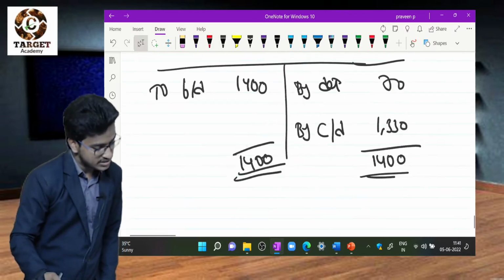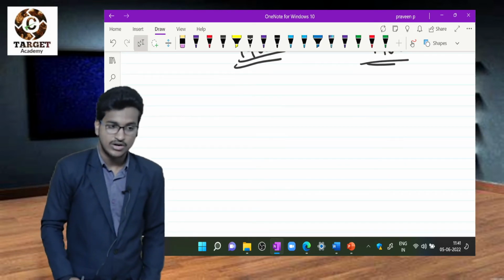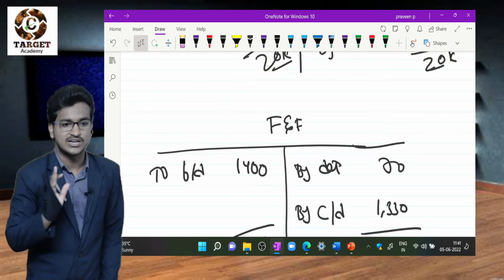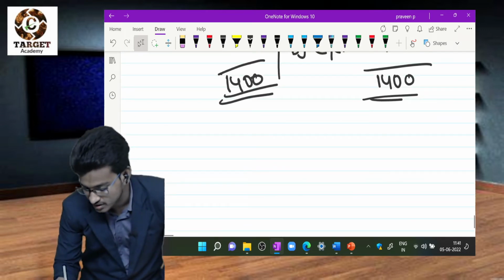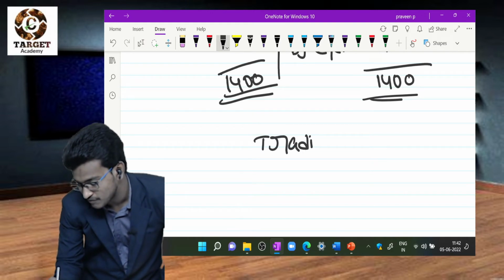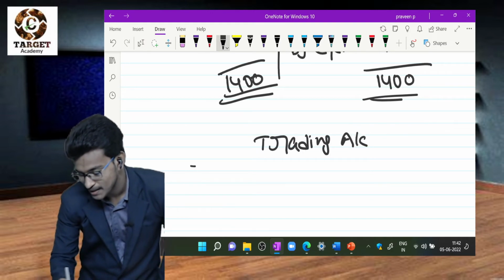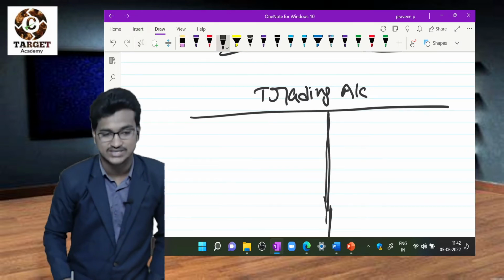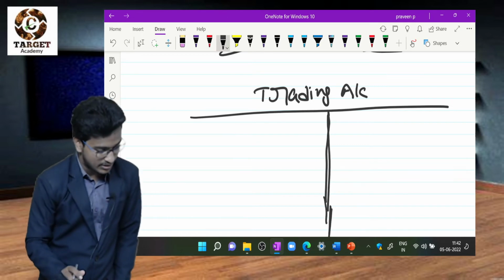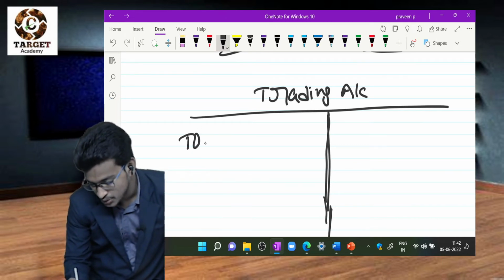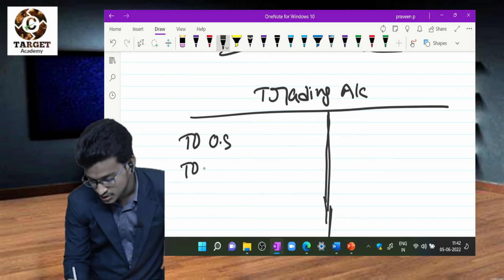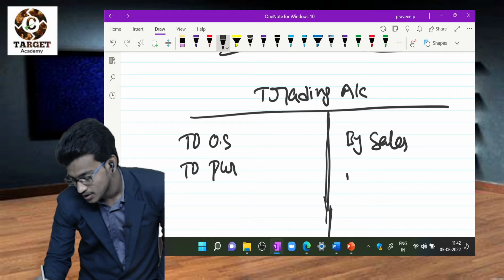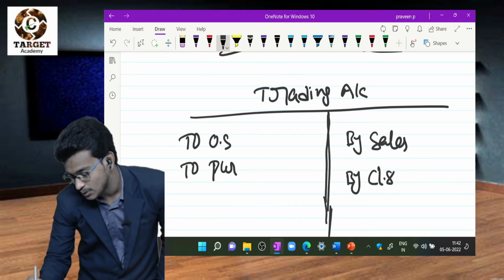Then what is the main question? I have to prepare trading account, profit and loss account, and balance sheet. Very simple, because we have all the data like in double entry system. Just I'll open trading account. Do you know the pro forma of trading account? I think you are expert in this concept, because in your foundation I think lot of questions are there, right? Okay, trading account. First one, to opening stock. Next, to purchases. Right side, by sales, and by closing stock.